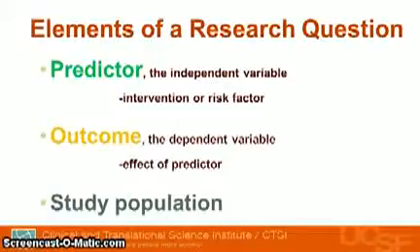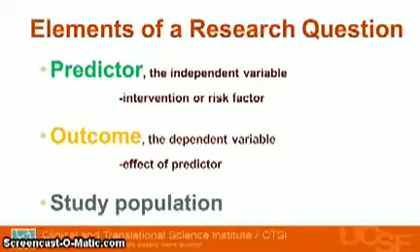Okay, so now I'll review how to write the research question. There are really three elements to writing a research question. The first is the predictor, or the independent variable, which is the intervention that you're going to use in the study. So for a trial, that might be the medication you're going to test, the surgery, or the procedure that you're going to perform. That's the predictor.